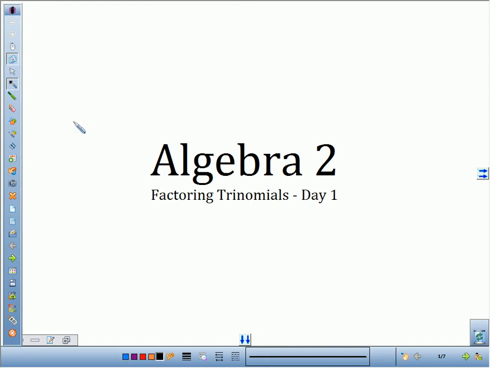These are the notes for Algebra 2. We're dealing with factoring trinomials. This is day 1 of 2. Now, we need a brief introduction to the idea of factoring trinomials.